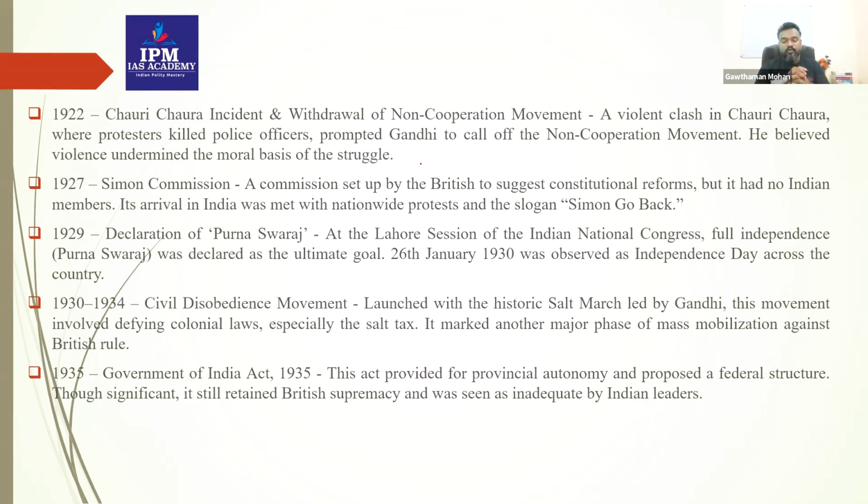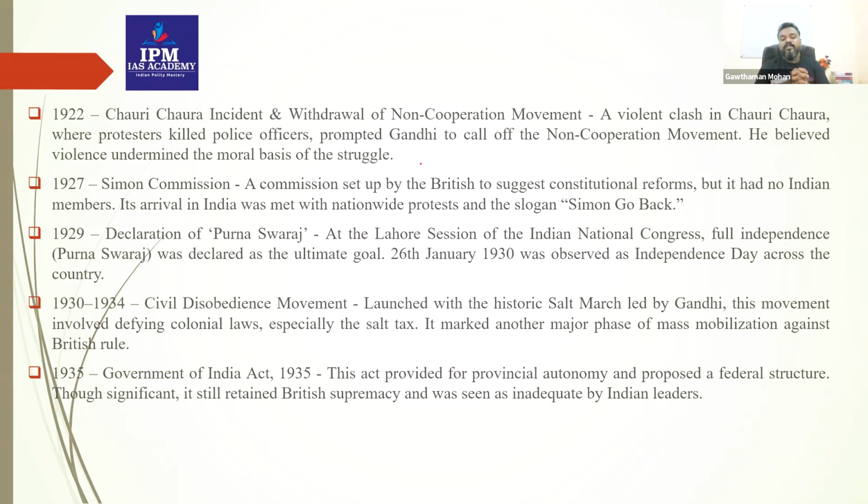Now, in 1922, an incident happened, that is the Chauri Chaura incident, and it actually led to the withdrawal of non-cooperation movement. A violent clash in Chauri Chaura, where protesters killed police officers, prompted Gandhi to call off the non-cooperation movement. He believed violence undermined the moral basis of the struggle. So that was the reason. Till then, he was following a very non-violent strike. But with this particular incident, the philosophy, the moral of the entire movement was gone. That is the reason why he withdrew the non-cooperation movement.